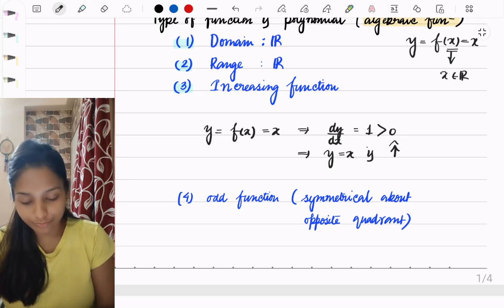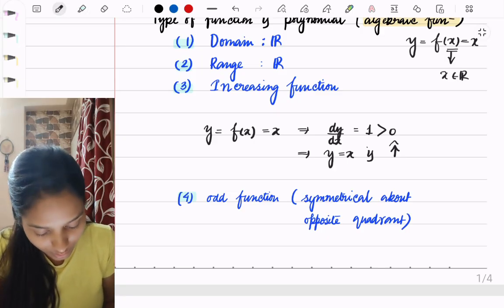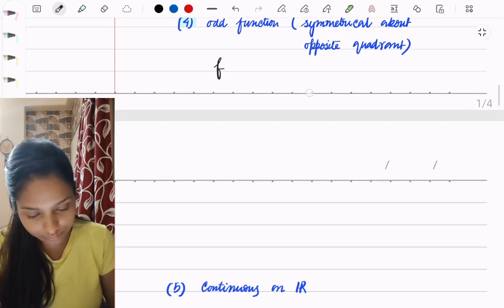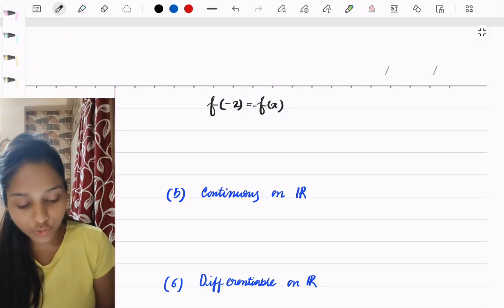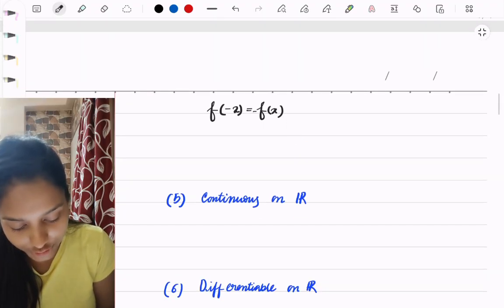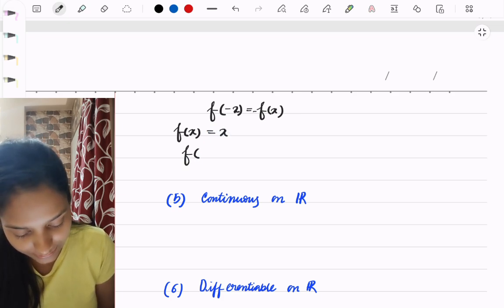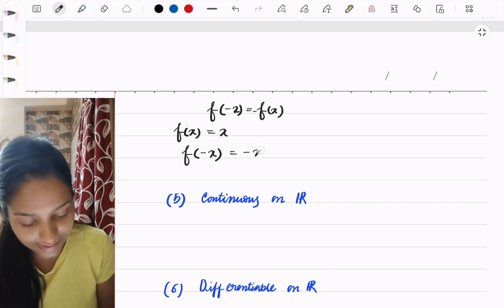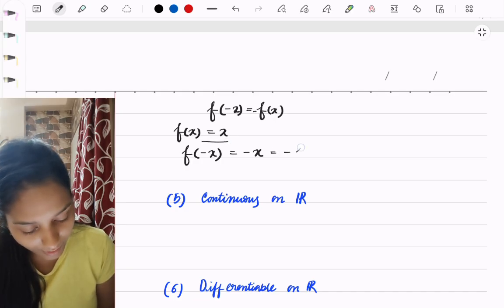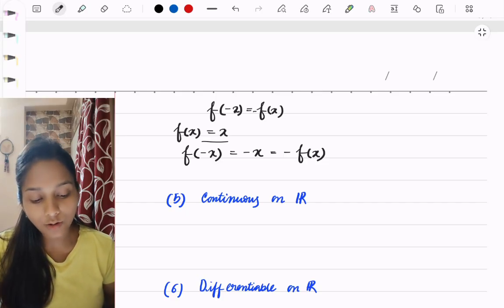For the odd function, what property does it satisfy? For an odd function we must have the property f of minus x equals minus f of x. Here, for the identity function, we have f of x equals x. It can easily be seen that f of minus x, if we put minus x in place of x, we get minus x, and from here this is minus f of x. So this function obviously satisfies the odd function property.